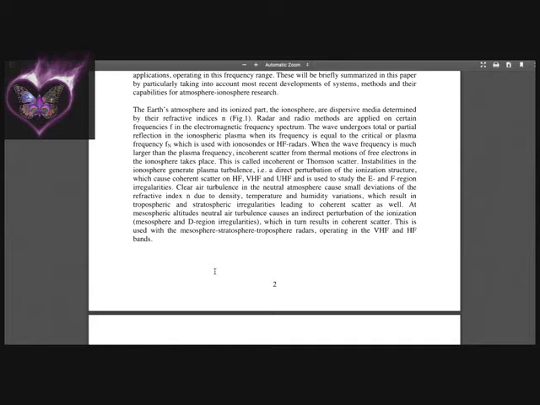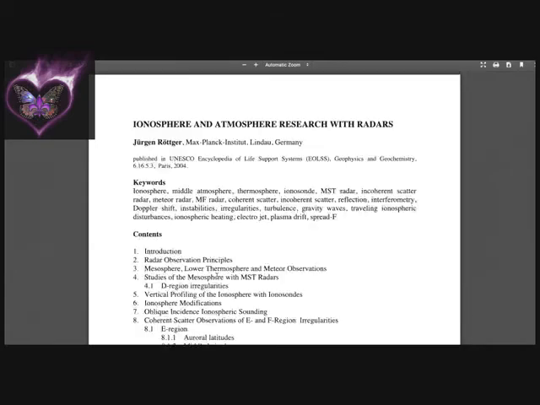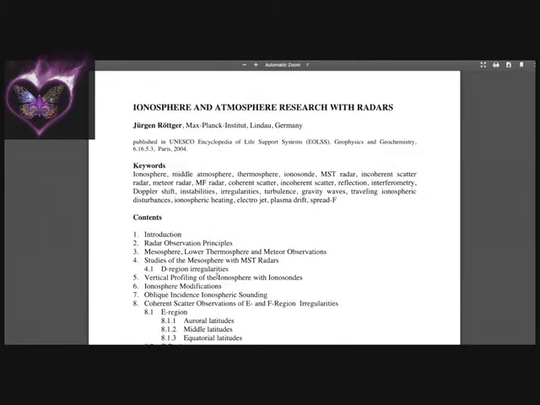Instabilities in the ionosphere generate plasma turbulence, i.e. a direct perturbation of the ionization structure, which causes coherent scatter on HF, VHF, and UHF, high frequency, very high frequency, and ultra high frequency, and is used to study the E and F region irregularities. Clear air turbulence in the natural atmosphere causes small deviations of the refractive index due to density, temperature, and humidity variations, which results in tropospheric and stratospheric irregularities, leading to coherent scatter as well. Ionosphere and atmosphere research with radars.